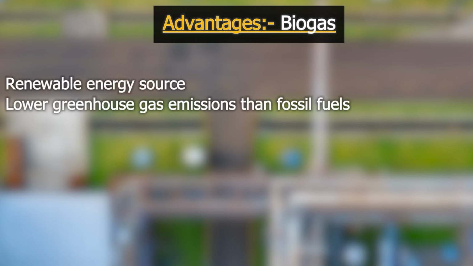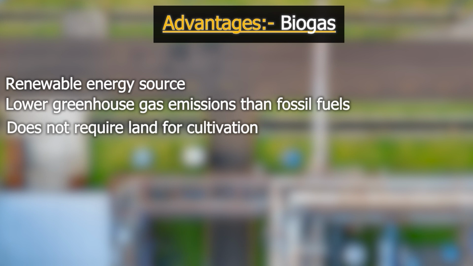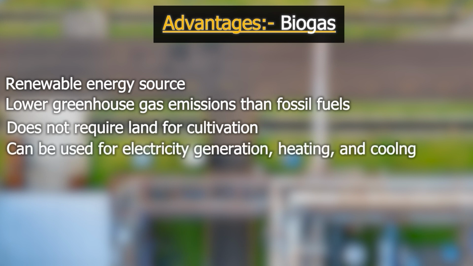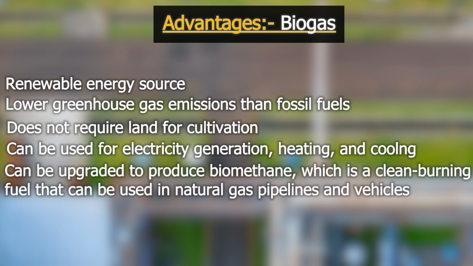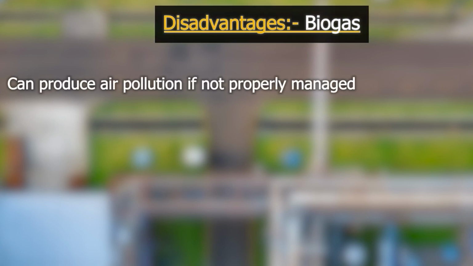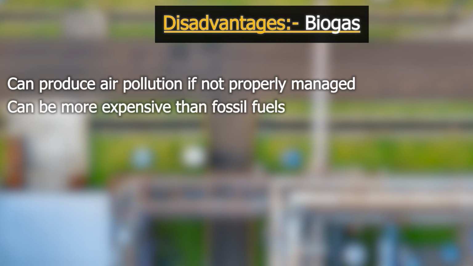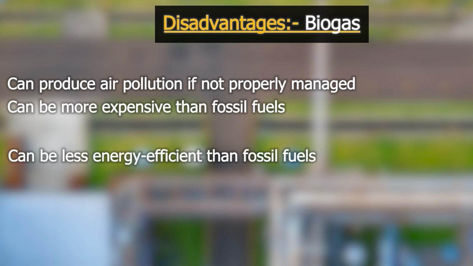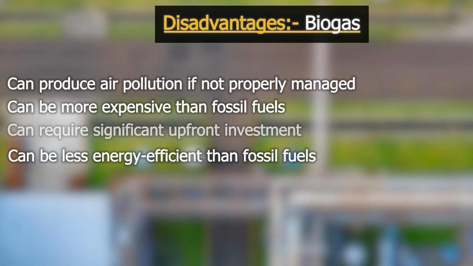Now we are comparing this with biogas advantages. The first, it is a renewable energy source, with lower greenhouse gas emissions than fossil fuel, and does not require land for cultivation. It can be used for electricity generation, heating and cooling. It can be upgraded to produce biomethane, which is a clean burning fuel that can be used in natural gas pipelines and vehicles. The disadvantages are that it can produce air pollution if not properly managed, can be more expensive than fossil fuel, can require significant upfront investment, and can be less energy efficient than fossil fuel.